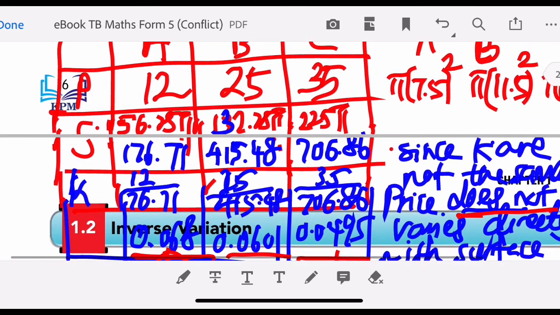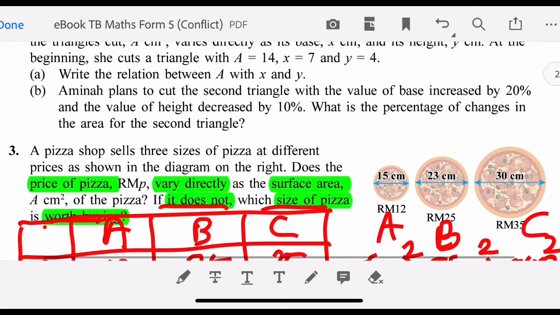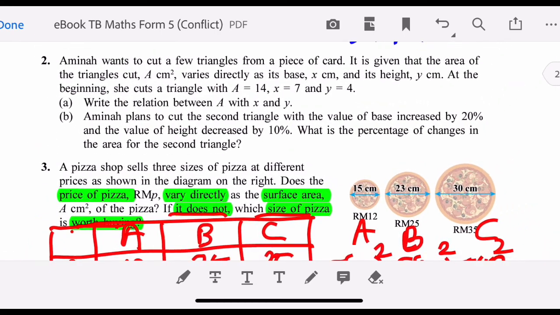Okay, so I think all these are very good questions that involve higher order thinking. So I really hope that you try to do as many as possible.